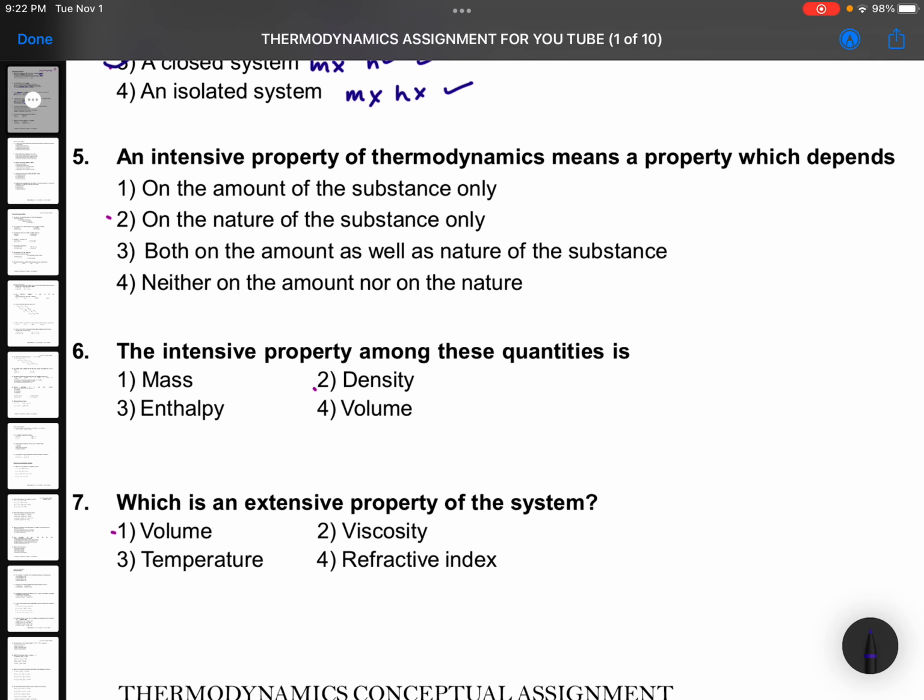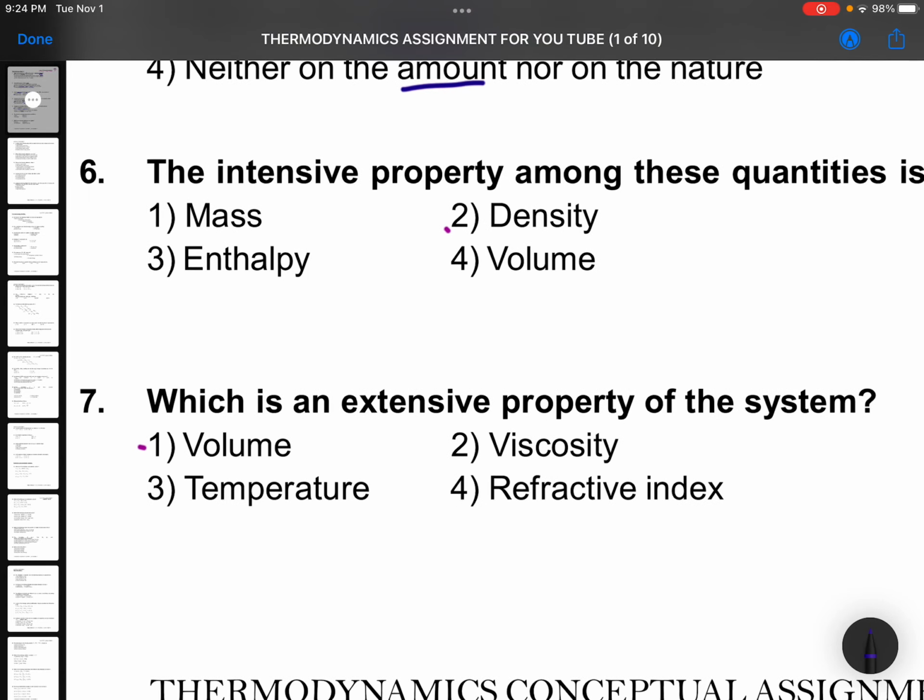An intensive property of thermodynamics means a property which is independent. It is not going to depend on the matter, size, quantity. So it depends only on the nature of the substance, not on the amount. Amount is mentioned here, so it depends on the nature. So this is the right option. Intensive properties like molar properties, freezing point, boiling point, these you will get in these questions.